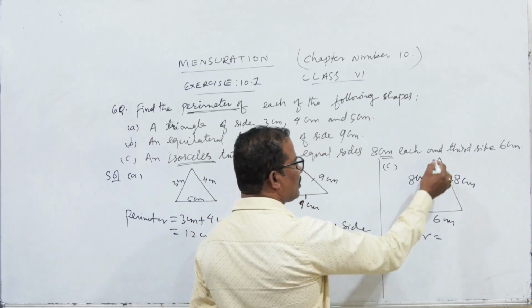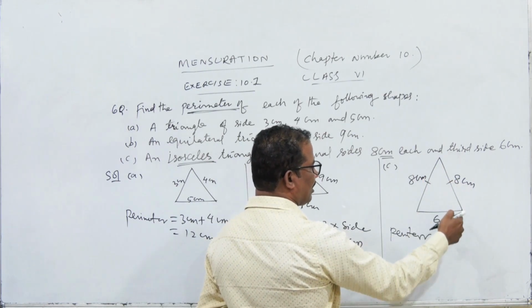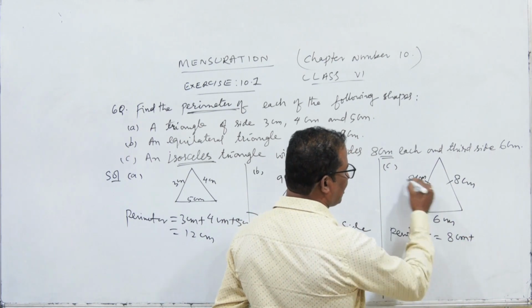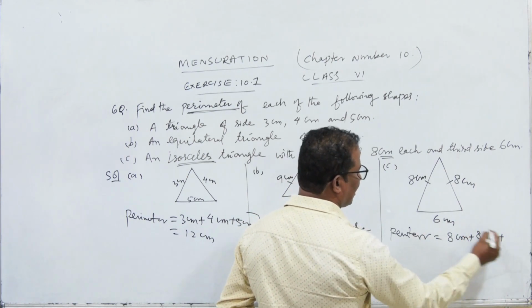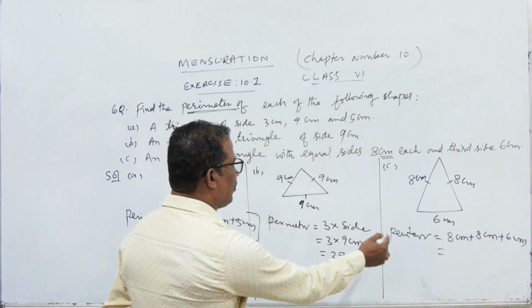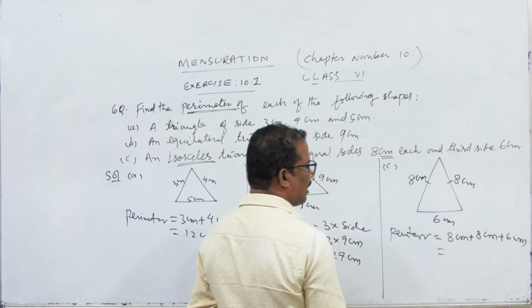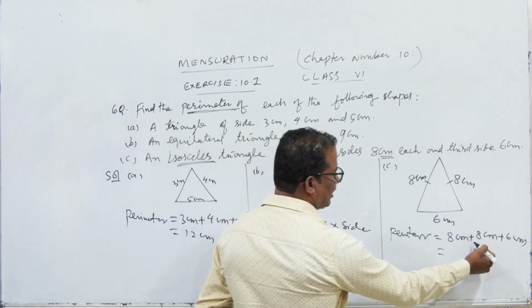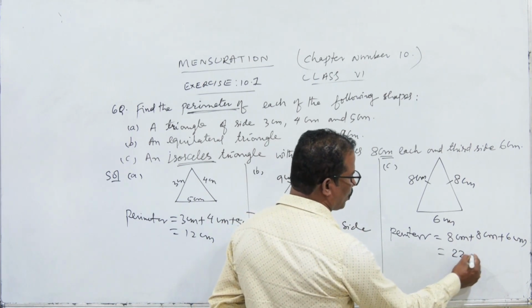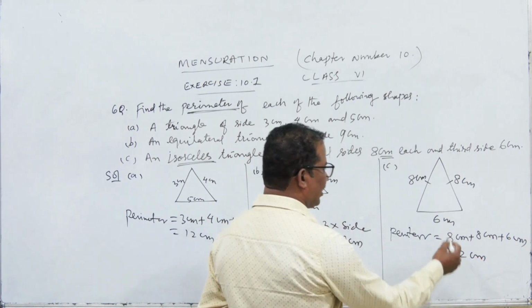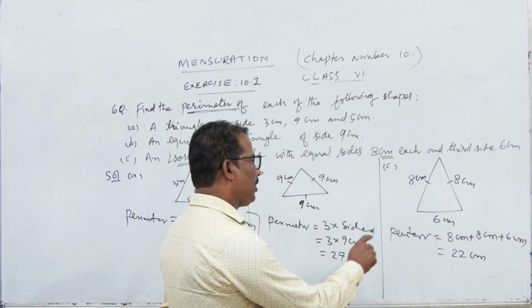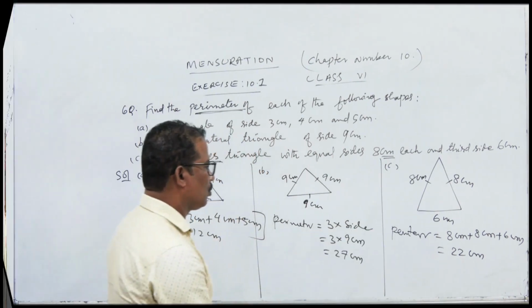Now for question C, we need to find the perimeter. For this we have 3 sides. 2 sides are equal and the third side is different, that is 6 centimeters. So we write 8 centimeter, again 8 centimeter, then 6 centimeter. The total sum of these 3 sides will give the perimeter for this isosceles triangle. That is 8 plus 8 is 16, and 16 plus 6 is 22 centimeter. Understand all of you? So the total perimeter of this question C is 22 centimeter.